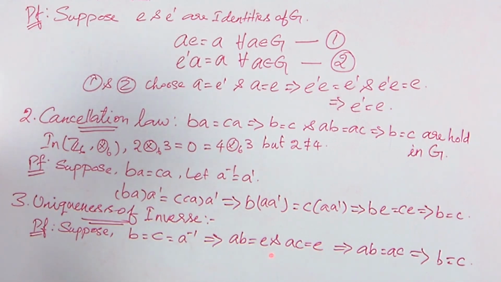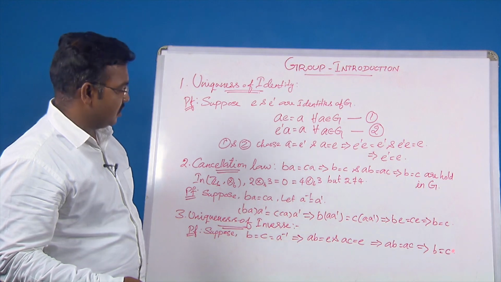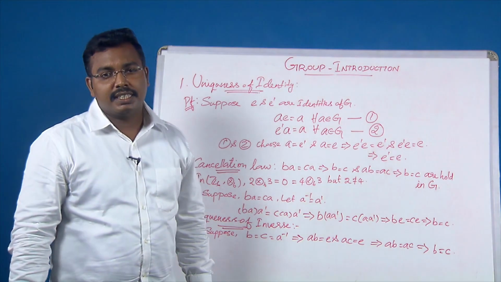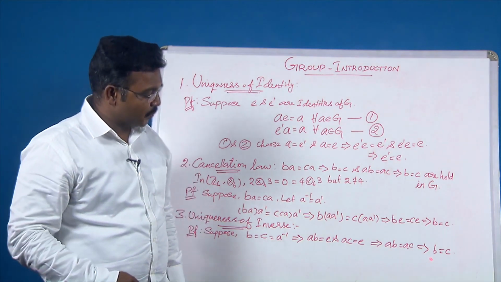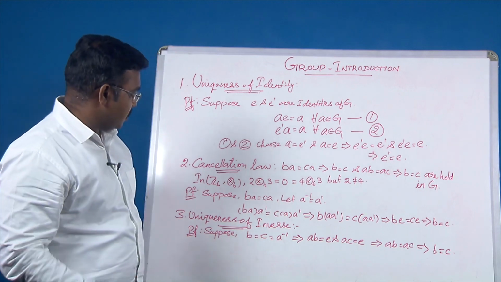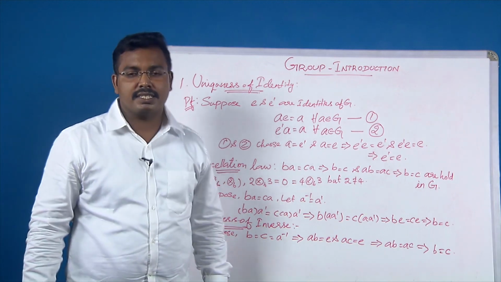Therefore, these two E are equal, therefore, left hand sides are equal, therefore, AB equal to AC. Now, we have just seen that cancellation law is valid in case of a group. So, I apply the cancellation law, I just cancel A and A, and I get B equal to C. Therefore, if B and C are the two different inverses of A, then the two are nothing but both of them are the same. Hence, every element has a unique inverse.